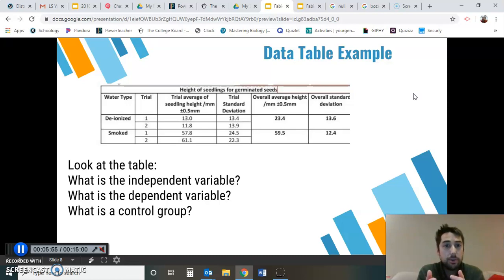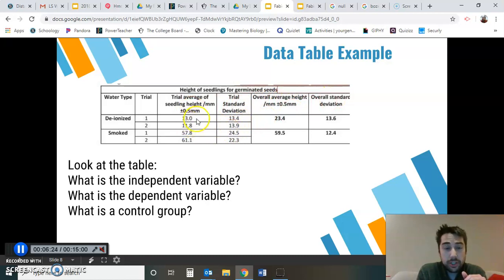So this is a simple one looking at the height of seedlings for germinating seeds. So we want to think about looking at this data table. What's different? What are they comparing? Well, water type. So I guess my independent variable is the type of water I used in my experiment. Okay, and then my dependent variable, what are we measuring? Well, we're measuring height. So we look at that trial average seedling height, average overall average height.